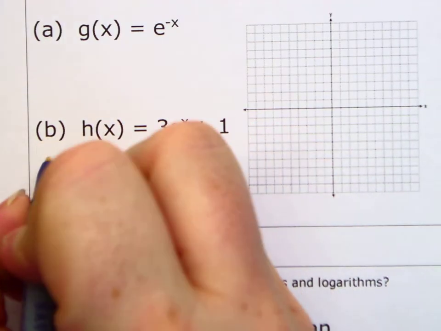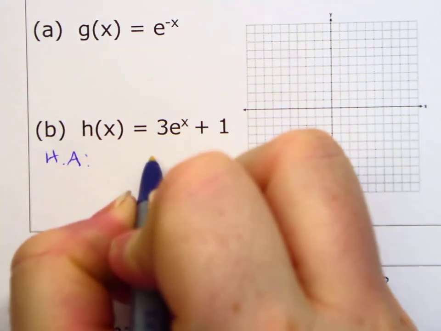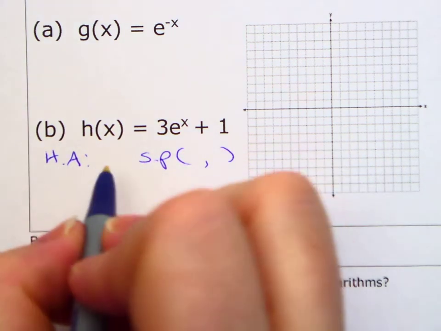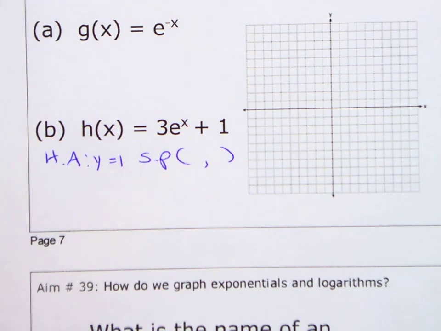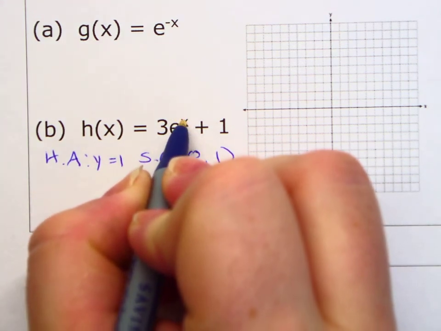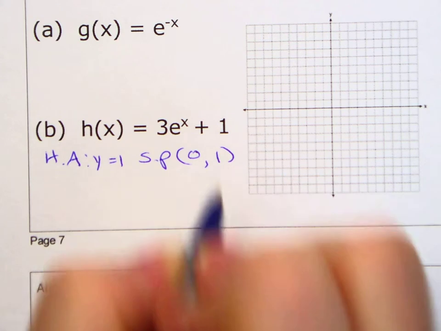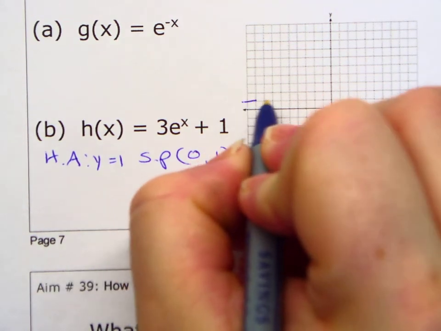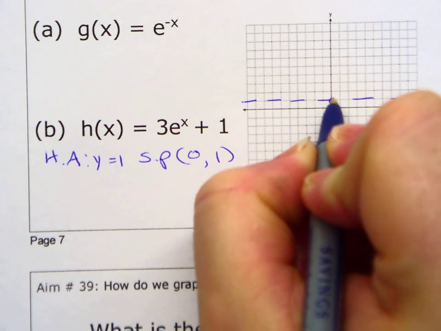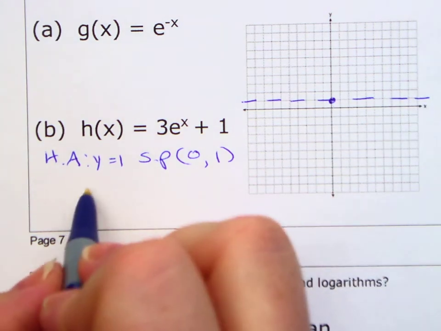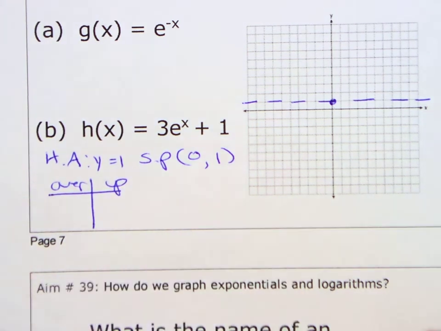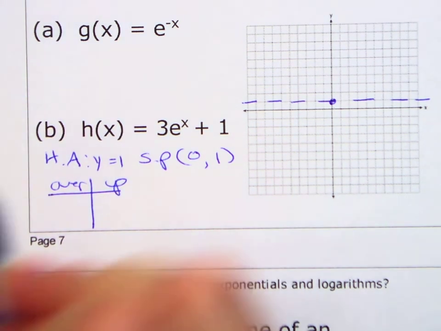All right. So horizontal asymptote, starting point. What do you think? Horizontal is y equals 1. Starting point, 0, 1. E to the 0, and then 1. So y equals 1. 0, 1. Now, what's the one point we graph? Over, up. For e, the only point we graph is 0, 1, right?